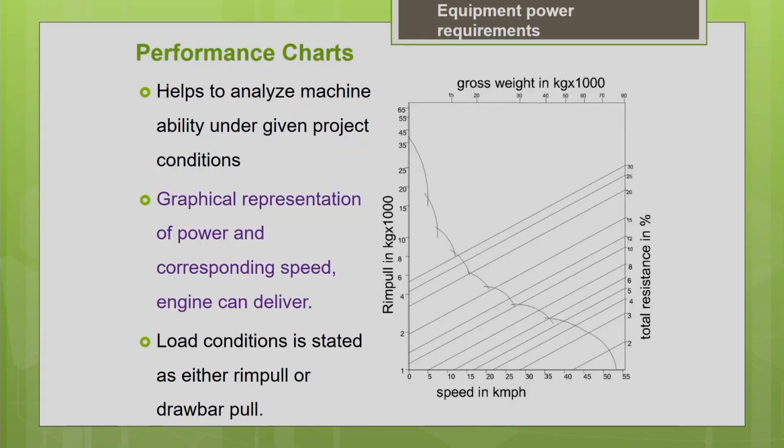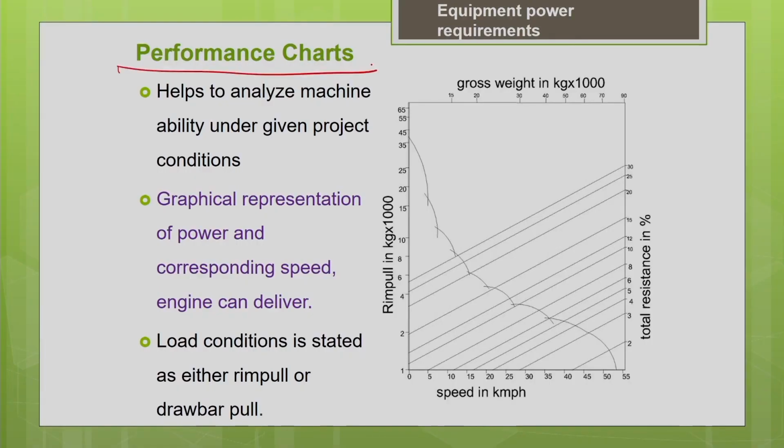So far we discussed what are all the factors the usable power depends on. The usable power depends upon the underfoot conditions, that means the resisting forces in your project site, your altitude, as well as the temperature. Everything is going to affect your usable power. Now let us see what is the significance of these performance charts.